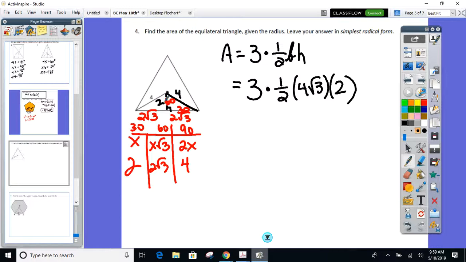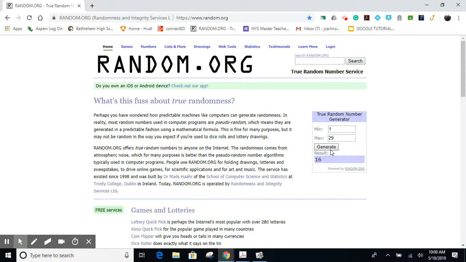It does say simplest radical form, correct. So I don't want a sloppy decimal. Hey, what radical's in your problem right now? Okay, so that better be in your answer if it's in simplest radical form. So I have to do 3 times 1/2 times 4 times 2. That's a lot. What do we end up with in simplest radical form? 16?